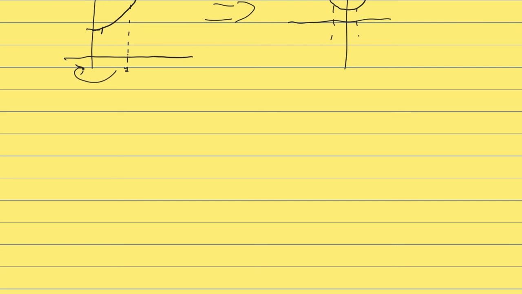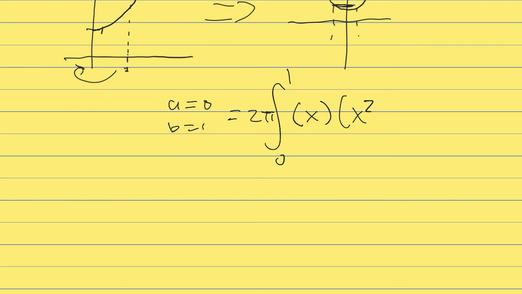Our limits are a equals 0 and b equals 1. 0 to 1. And we're going to use the shell formula. So we can pull out the 2 pi. It'll be x. That is the radius at any given time, times x squared plus 1 dx.